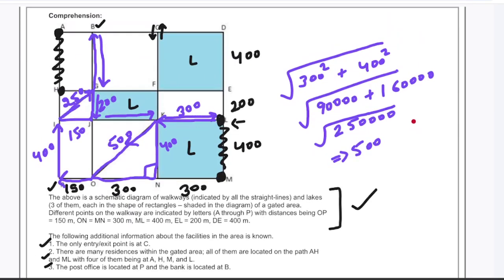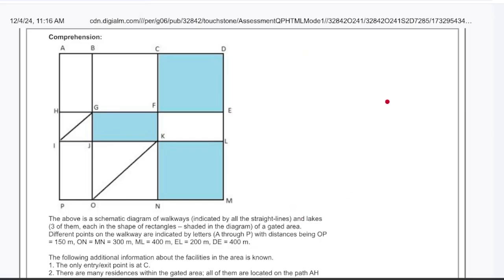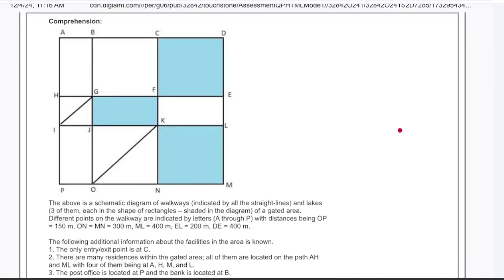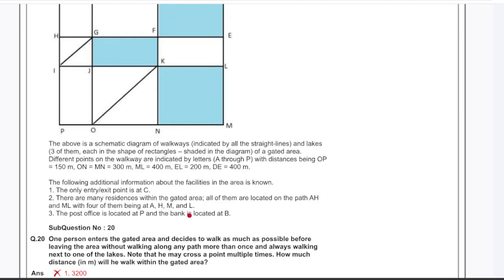I believe it is quite easy to understand. Let's go for the next question now. The second question says one person enters the gated area and decides to walk as much as possible before leaving the area without walking along any path more than once. So on one path, if somebody is going on LM, they will not go again on LM.